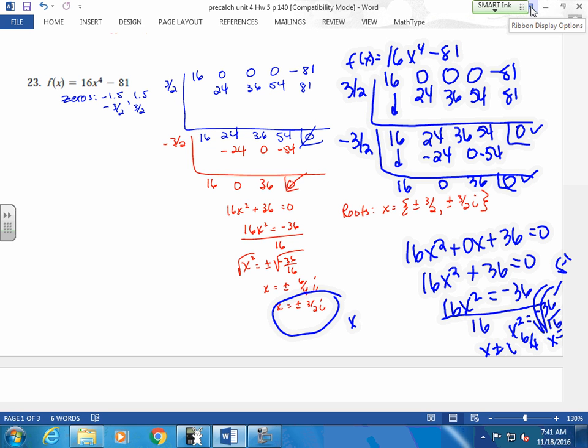Good? So this is what I was saying. Sometimes if you don't see it, it's probably a fraction. I wouldn't give you one that was irrational because you'd never be able to find that root. I'd have to state it.